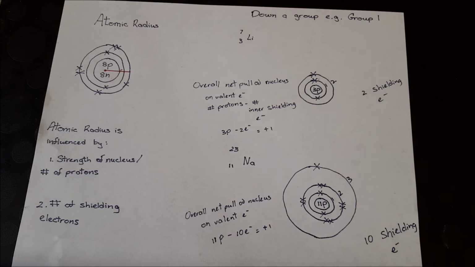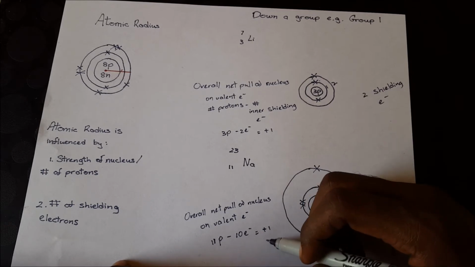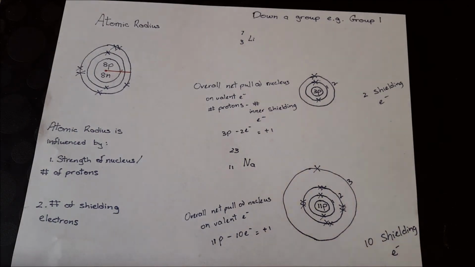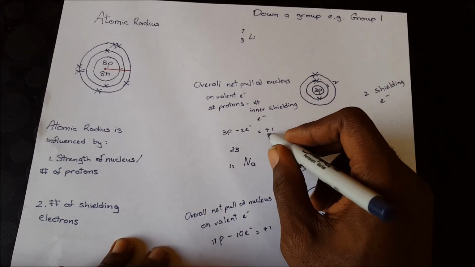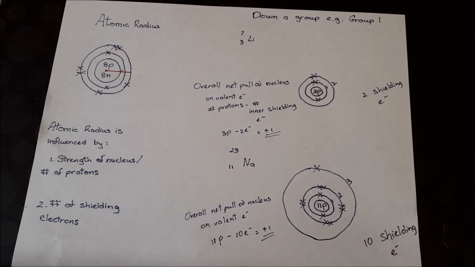Now in the case of sodium, guess what? You have 11 protons and you have 10 electrons, and therefore the overall net pull that those valence electrons feel from the nucleus in sodium is +1. Did you notice something? That's right. In lithium and in sodium, and guess what? All other group 1 metals, the valence shell electrons all feel a pull of +1 from the nucleus.